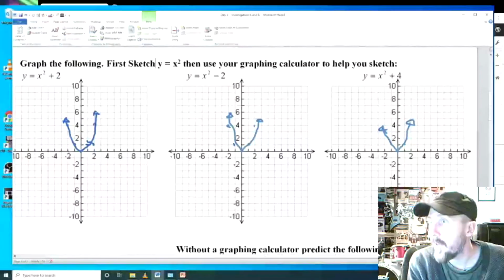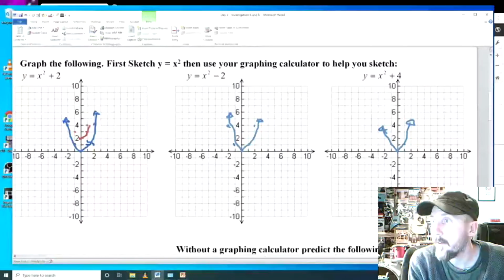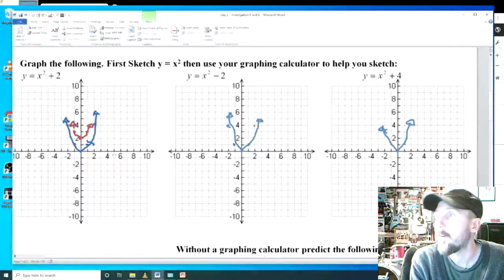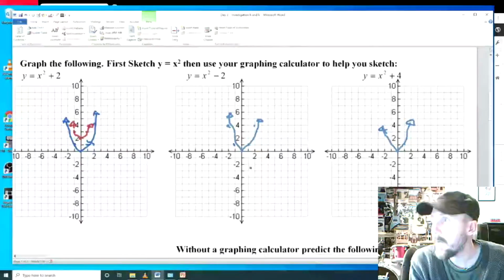All I got to do is take all these points for plus 2, move them up 2. So there, over 1, up 1, over 1, up 1. I'm just going to do 3-point accuracy because I'm having a hard time hitting all these points exactly. And there we go. We should put arrows on the end just to show that this thing keeps going up forever and ever.